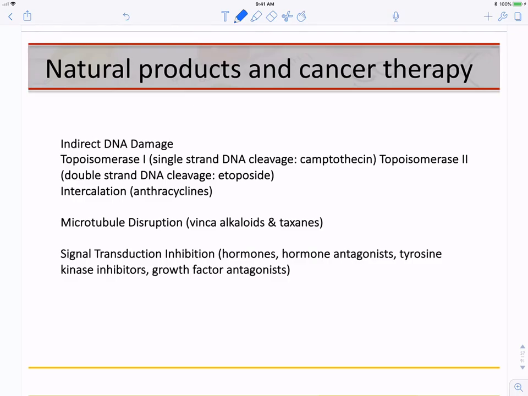Let's now look at the use of natural products in cancer therapy. A variety of anti-cancer agents are derived from natural sources, and several of them are obtained from microbial sources, so they are antibiotics. Many of these anti-neoplastic antibiotics are produced by the soil fungus Streptomyces.